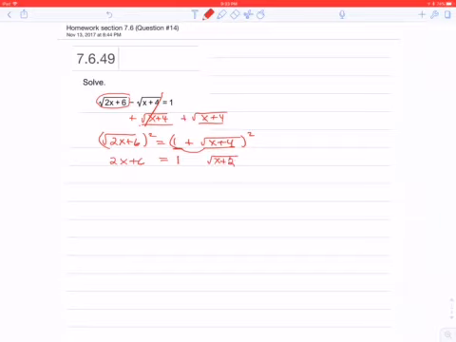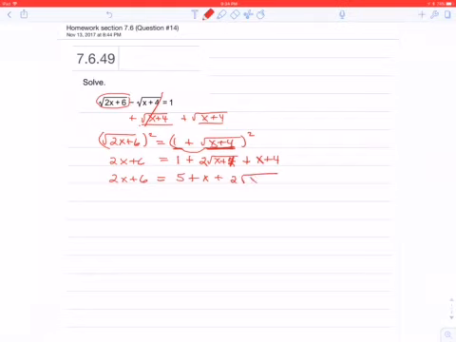If I double it, I have 2 times the square root of x plus 4. And that sign, plus the square of the last term. Well, if you square a square root, it just undoes it. So the square of the square root of x plus 4 is just x plus 4. So collect like terms. So 1 plus 4, that's 5, plus x, plus the 2 square root of x plus 4.